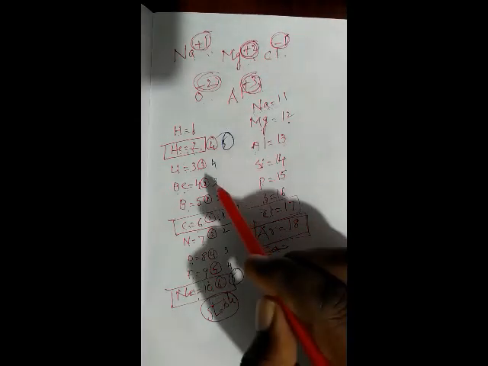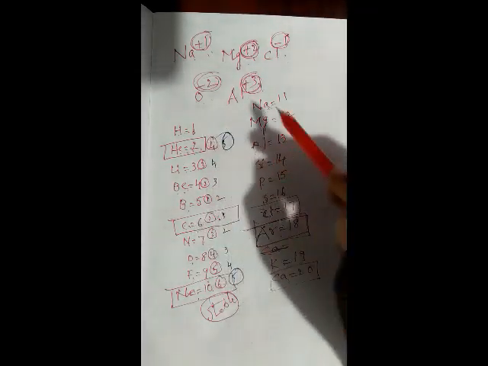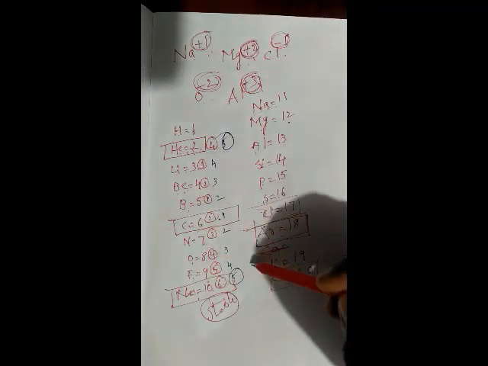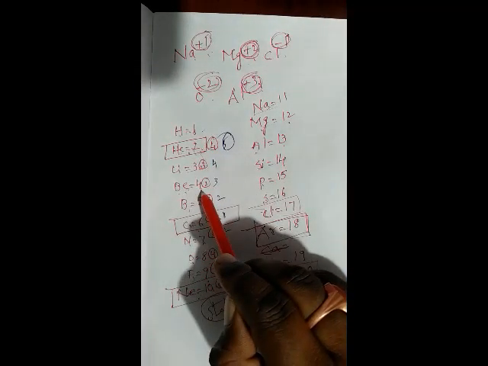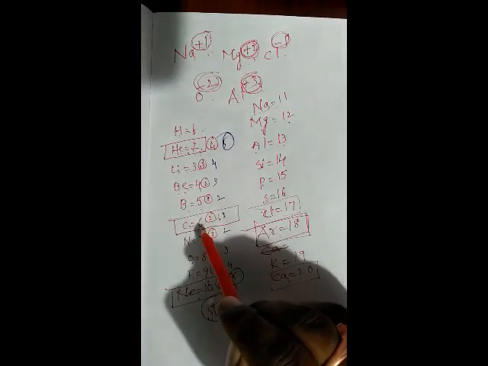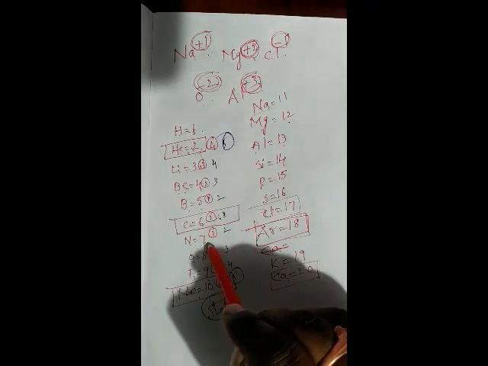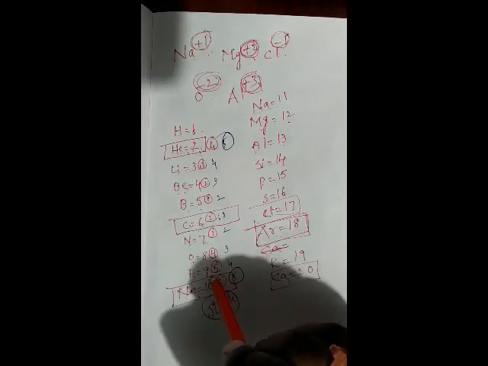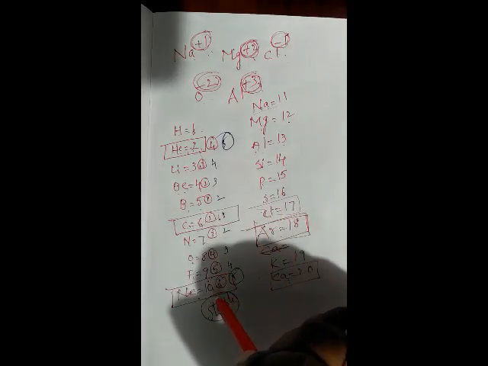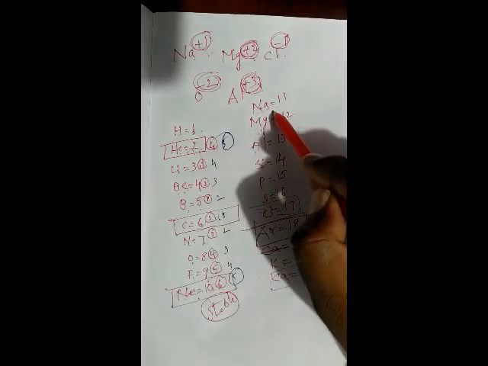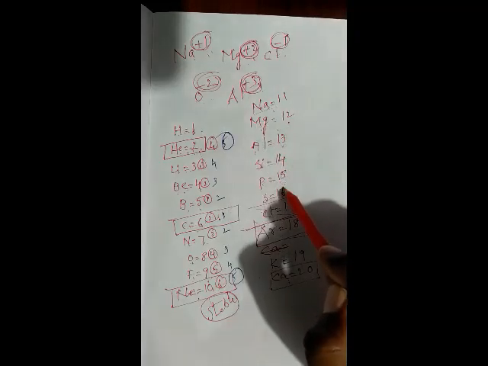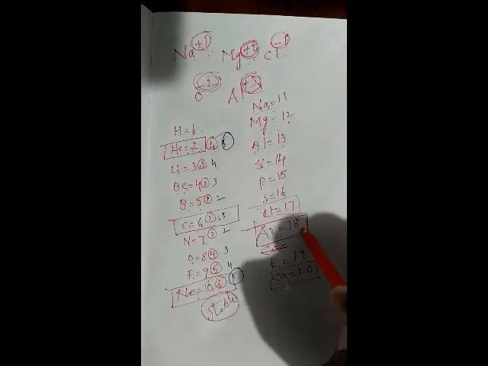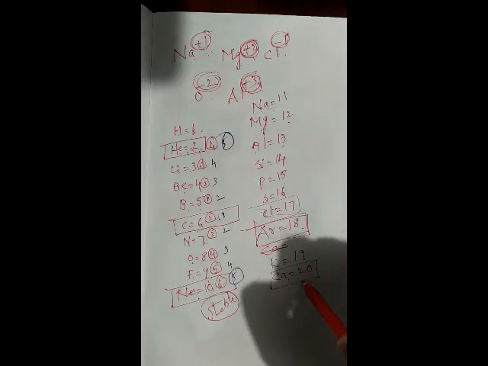Now I will explain. So see here, before going to that topic, you must write the elements' atomic numbers in order. Hydrogen atomic number 1, helium 2, lithium 3, beryllium 4, boron 5, carbon 6, nitrogen 7, oxygen 8, fluorine 9, neon 10, sodium 11, magnesium 12, aluminum 13, silicon 14, phosphorus 15, sulfur 16, chlorine 17, argon 18, potassium 19, calcium 20.